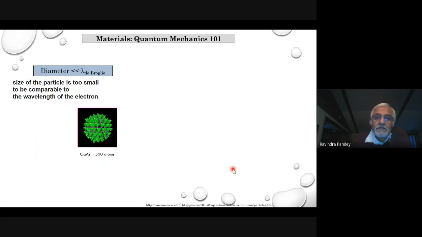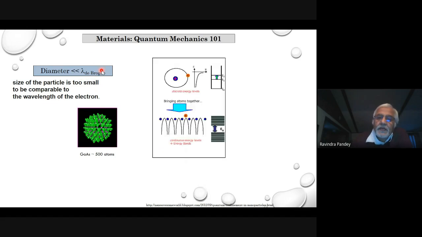So I call this quantum mechanics 101. If we choose our particle size to be very, very small compared to the de Broglie wavelength of the electron, what we can have is discrete energy levels, basically mimicking the Bohr model. If you remember the Bohr model and the hydrogen atom, in this very small region you have discrete energy levels. You can see the nice, well-defined transition.